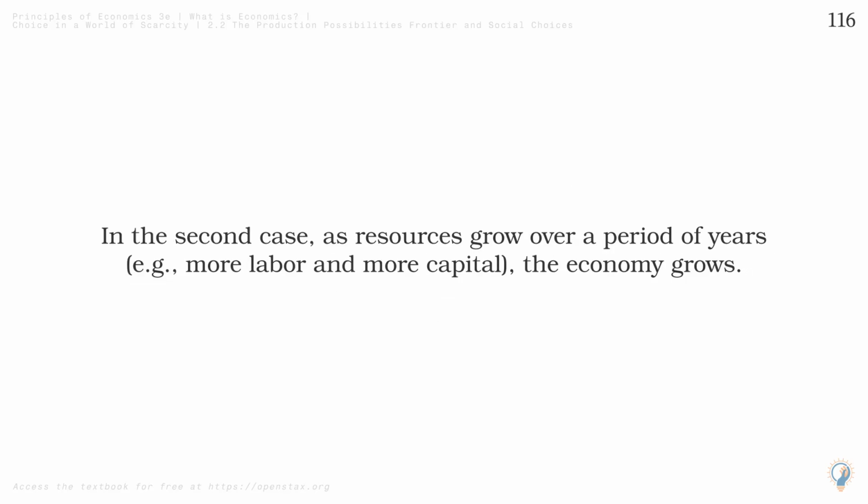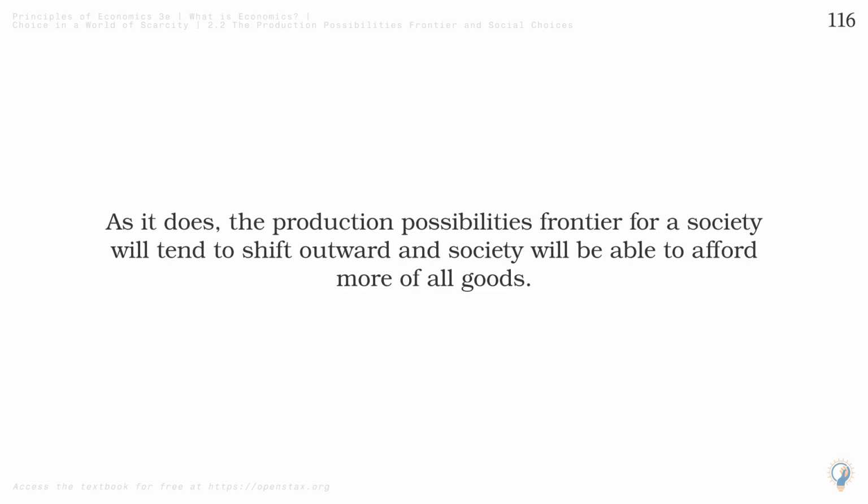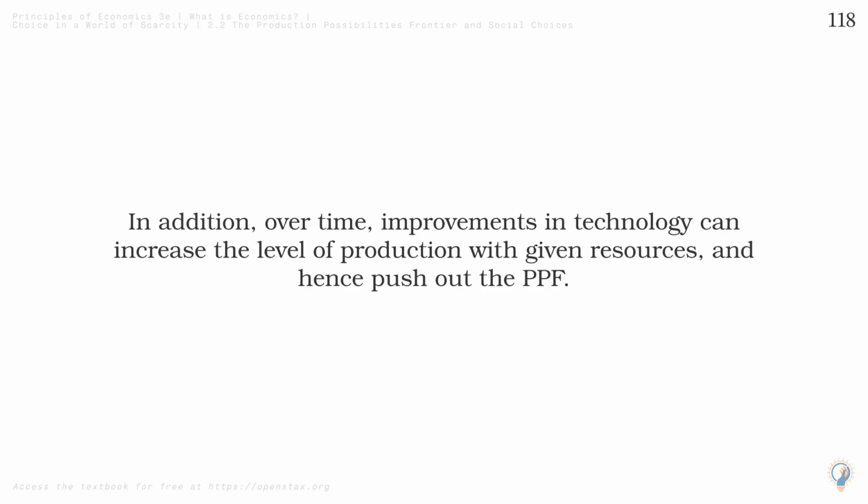In the second case, as resources grow over a period of years, for example, more labor and more capital, the economy grows. As it does, the production possibilities frontier for a society will tend to shift outward and society will be able to afford more of all goods. In addition, over time, improvements in technology can increase the level of production with given resources, and hence push out the PPF.